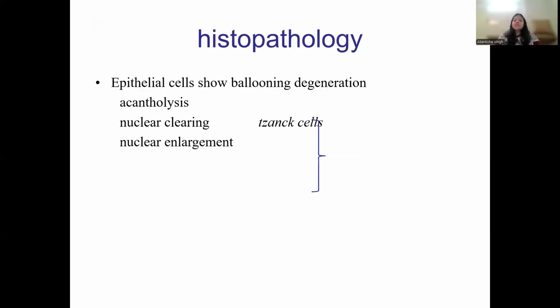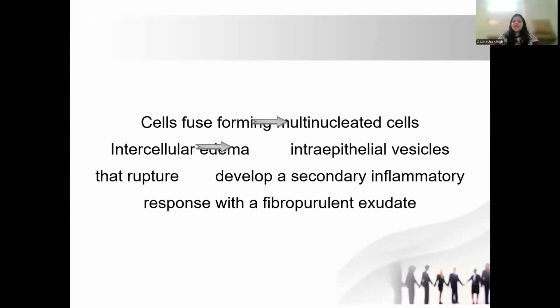So epithelial cells show ballooning degeneration, acantholysis is seen, nuclear clearing is seen, nuclear enlargement, and the presence of Tzanck cells. Cells fuse forming multinucleated cells, intercellular edema, intraepithelial vesicles which rupture and develop a secondary inflammatory response with a fibropurulent exudate.